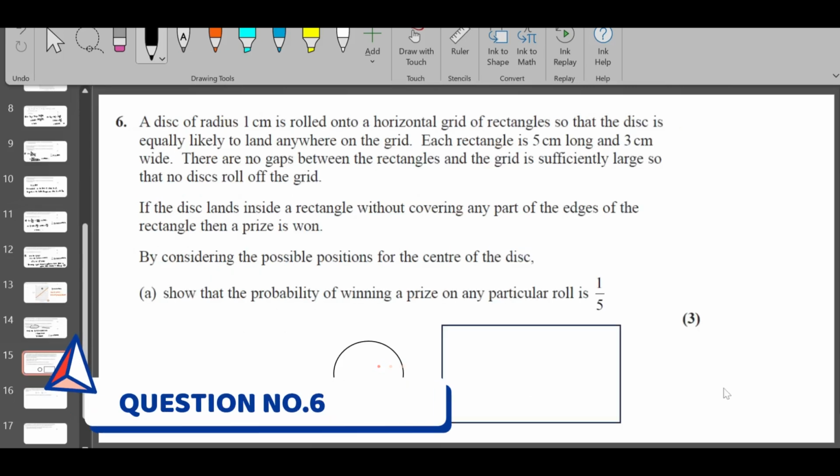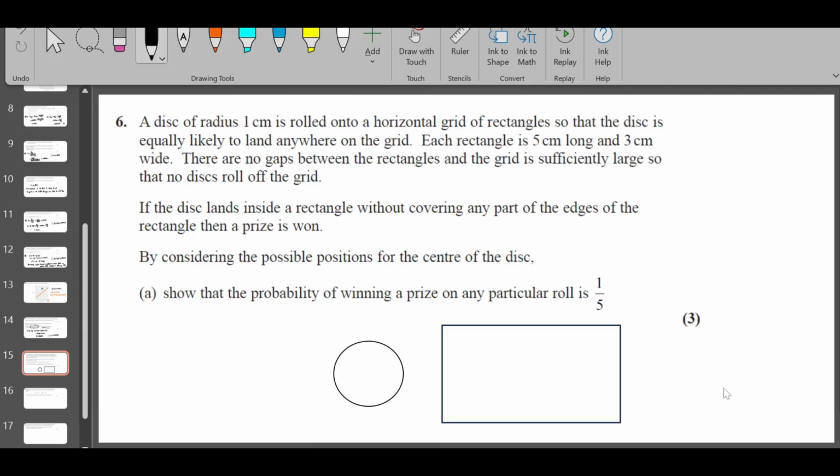Question number 6 now. A disc of radius 1 centimeter is rolled onto a horizontal grid of rectangles so that the disc is equally likely to land anywhere. Okay, this is a disc with radius 1 centimeter, so the diameter is 2 centimeters. Each rectangle is 5 centimeters long and 3 centimeters wide. There are no gaps between the rectangles. That means you have several rectangles here, but we are just taking only one rectangle to better explain this.